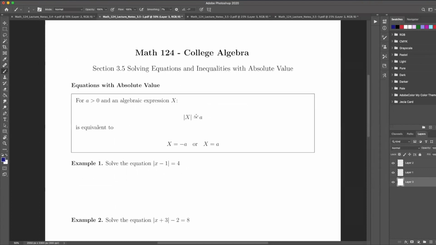Right, so I think this section's somewhat easier than the other section. At least in my opinion. You might find it different, but let's get started. So we're doing section 3.5, solving equations and inequalities with absolute values.